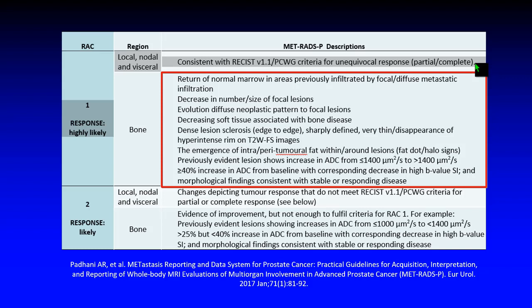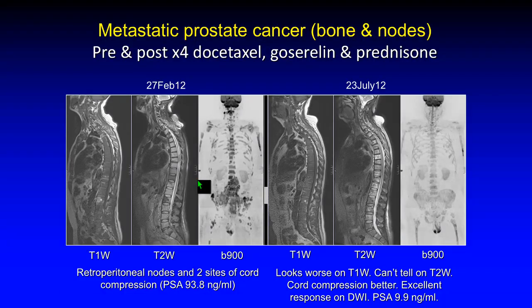So category 1 and 2, highly likely to be responding and likely to be responding. 3 is stable, 4 is likely to be progressing, 5 is highly likely to be progressing. So again, using that Likert scoring system. But importantly, you'll see that what we've got are morphological criteria, but in addition, we have diffusion criteria, looking at the change in ADC, the delta change in ADC.